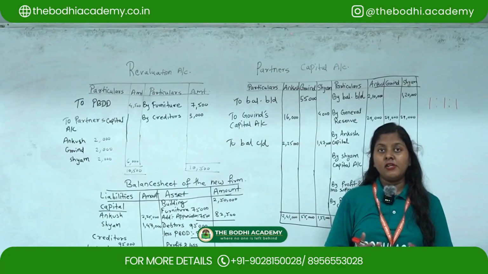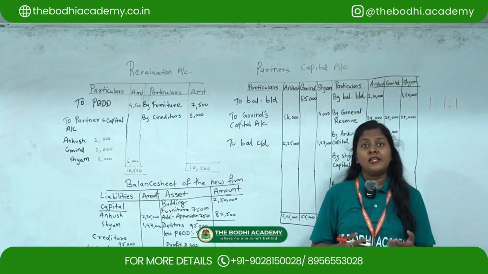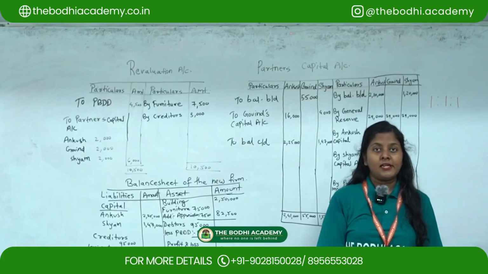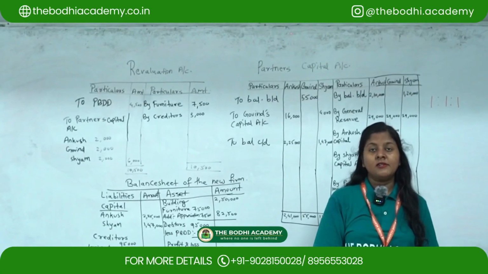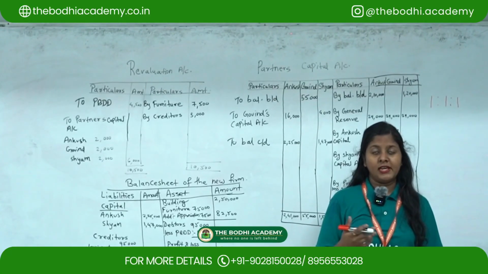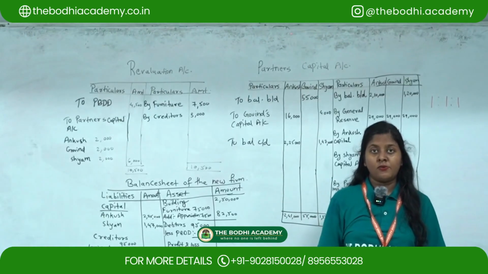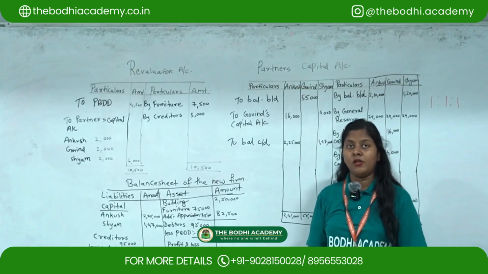So whenever a partner retires, that time you have to find out the gain ratio. Okay, because since one partner is retiring, the other partners are getting benefit out of it. They get their profit or losses, whatever it is being made by that particular partner.